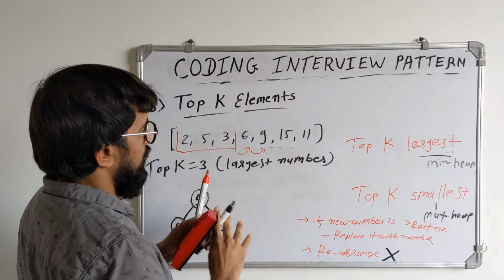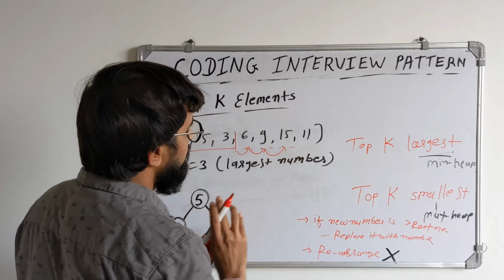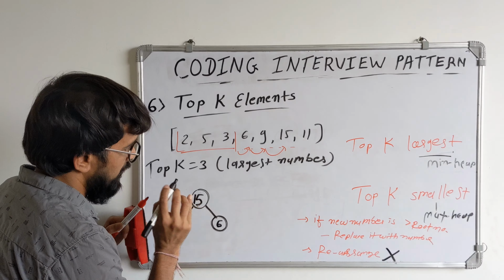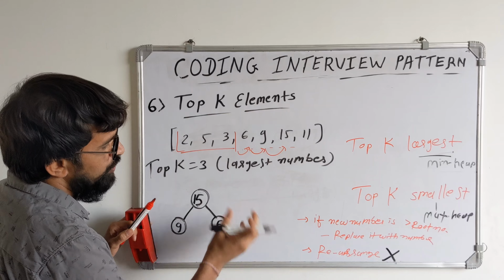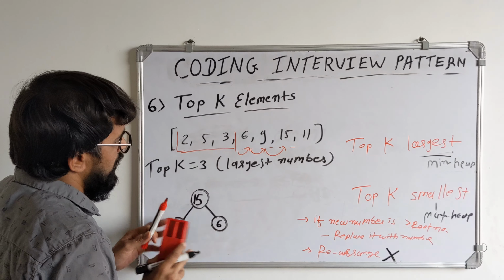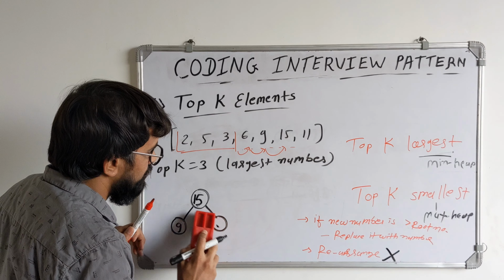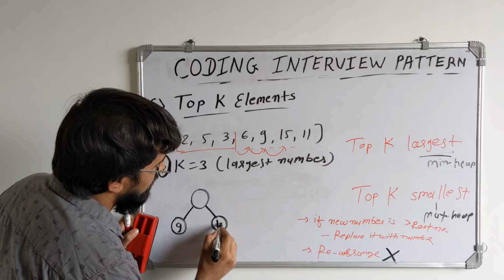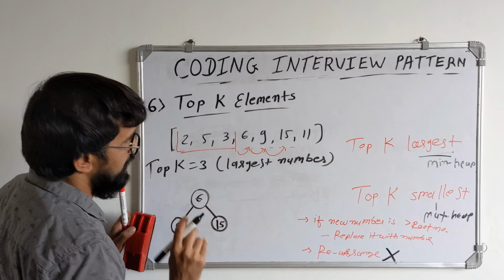Correct? Going to 15. 15 is greater than 5. So I am putting the 15 here. So it becomes 15. But again, I need to rearrange, so it is auto sorted. I will replace the 6 and 15. So 15 will come here and 6 will come here.